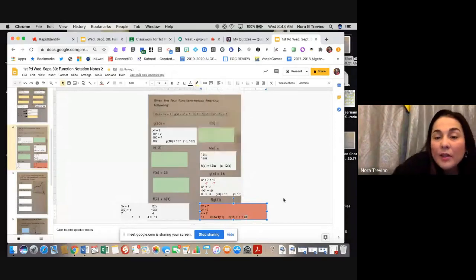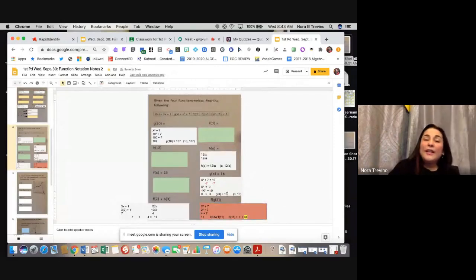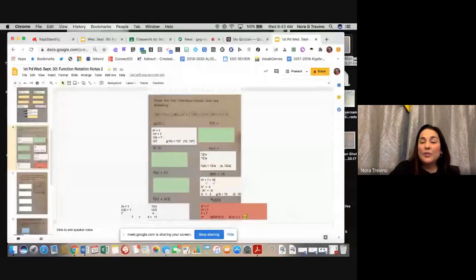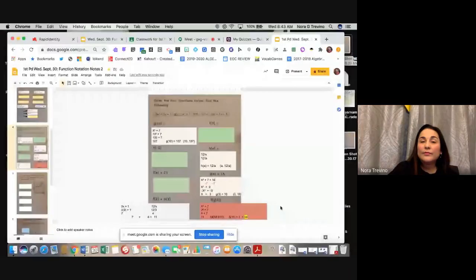So we had to find the inside first. We took the g equation, plugged in a 2, got an 11. Then we could do f of 11. We could do the outside function, f of the 11, and that gave us 34. So all this fancy, weird looking stuff is just 34. Questions there? Okay.